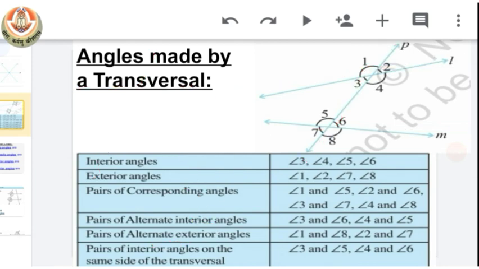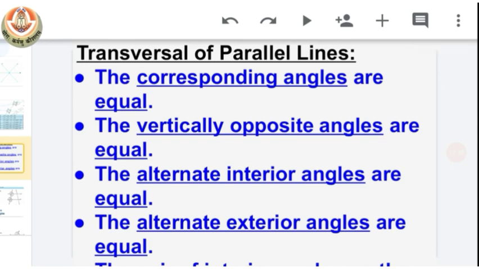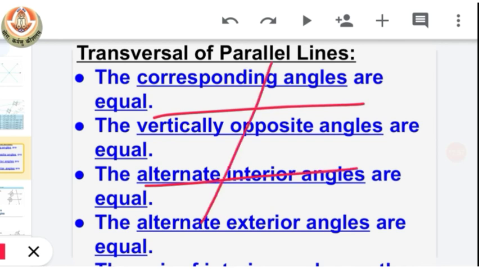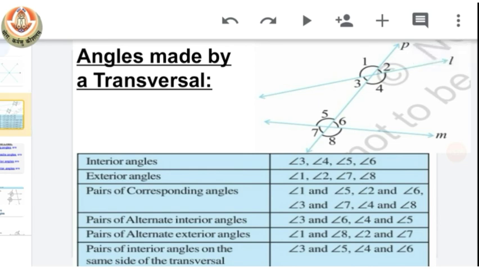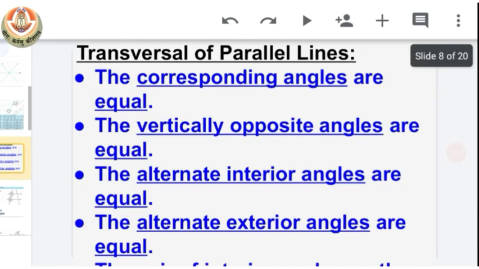Okay, so let's see what will be the difference when a transversal intersects two parallel lines. In that case, we also have 8 angles, and we have the same terms as we have just learned, but the only difference is there is a certain relation between these pairs of angles. So let's learn what the relations between them are.